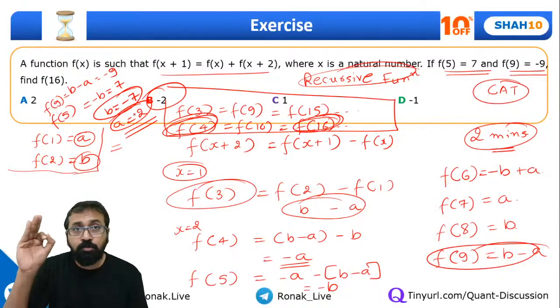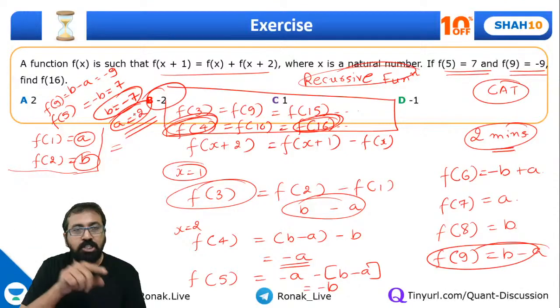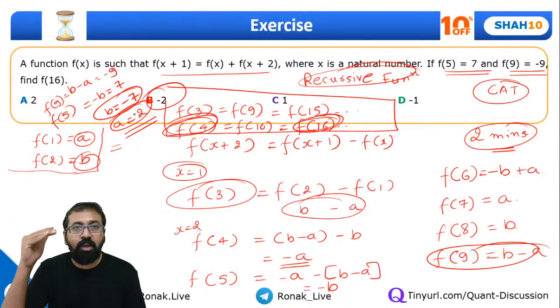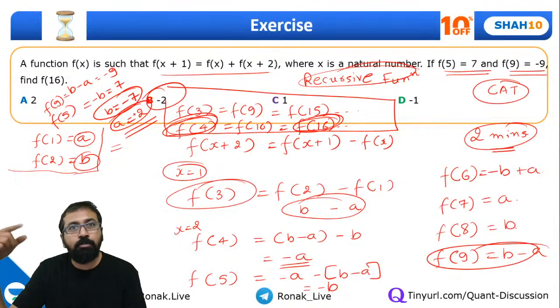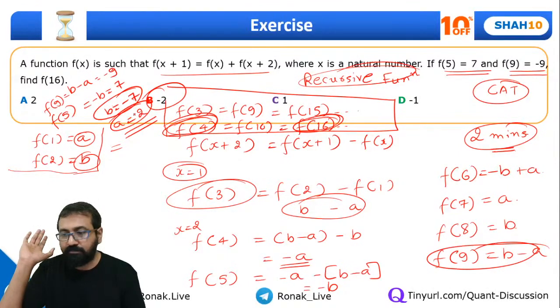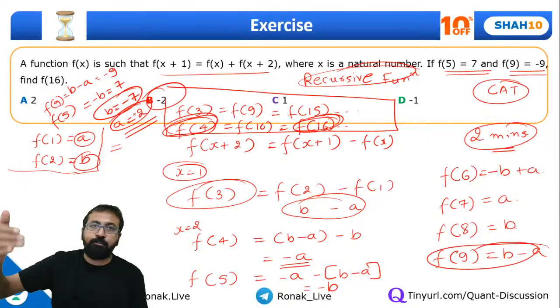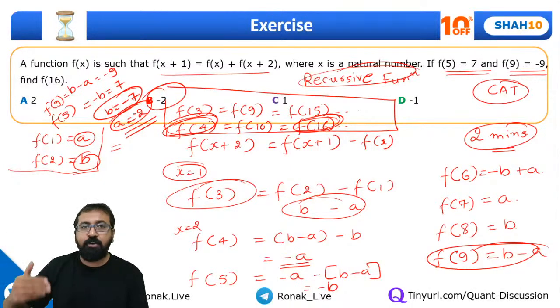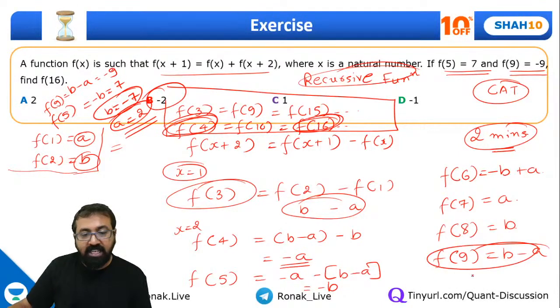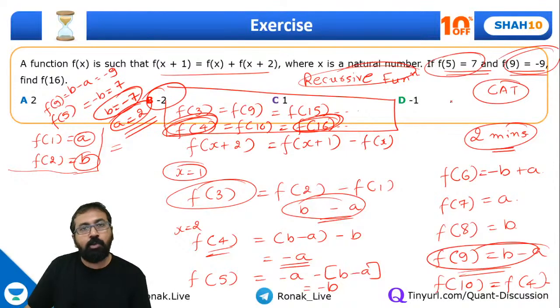See, once again, I assume the value of f of 1, then I assume the value of f of 2, because I know this kind of function, f of x plus 2 is equal to f of x plus 1 minus f of x. It's going to be a recursive function. So that's why I started with f of 1 as A, f of 2 as B, and then I found out f of 3, f of 4, f of 5, and so on. And I saw the pattern that f of 9 came out to be same as f of 3. So of course f of 10 will come out to be same as f of 4, and so on. And of course we are given two values, so we can find out A and B, and then we have to find out f of 16, which is equal to f of 10.